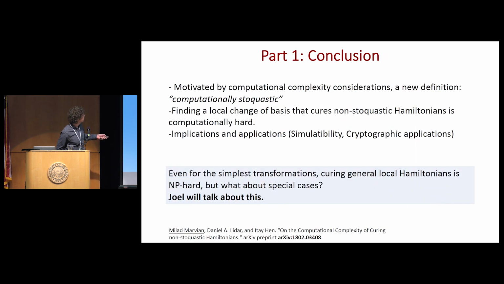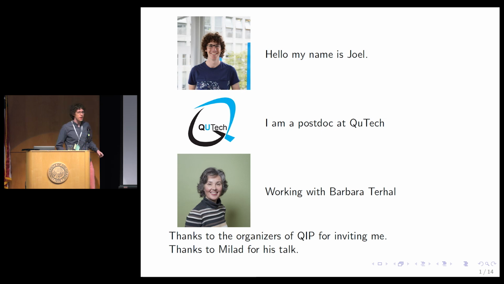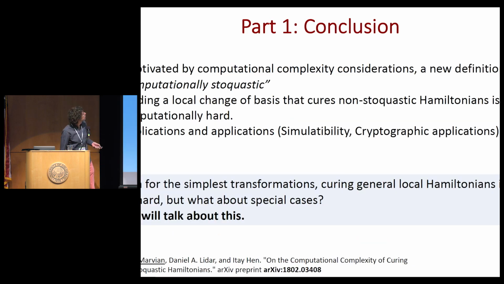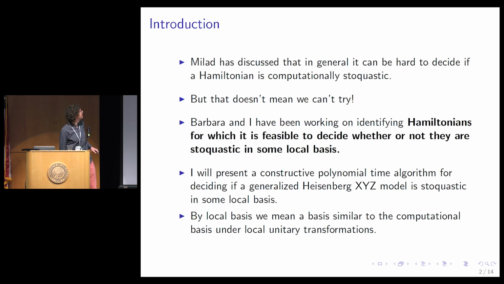Okay. Hi, my name is Joel. I'm a postdoc at QTech, and I'm working with Barbara Terhal on this project. I want to thank the organizers of QIP for inviting me, and I want to thank Milad for his excellent talk and for doing a lot of the footwork for me, so I get to talk about more of my project. Milad has discussed that in general it can be hard to decide if a Hamiltonian is computationally stochastic.